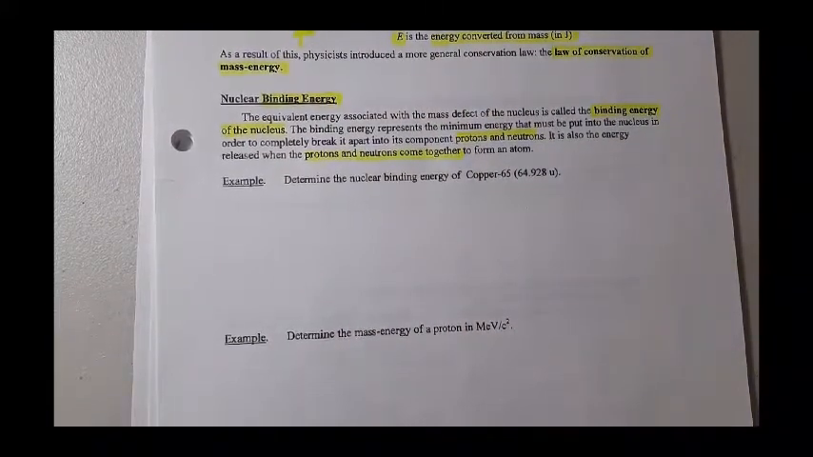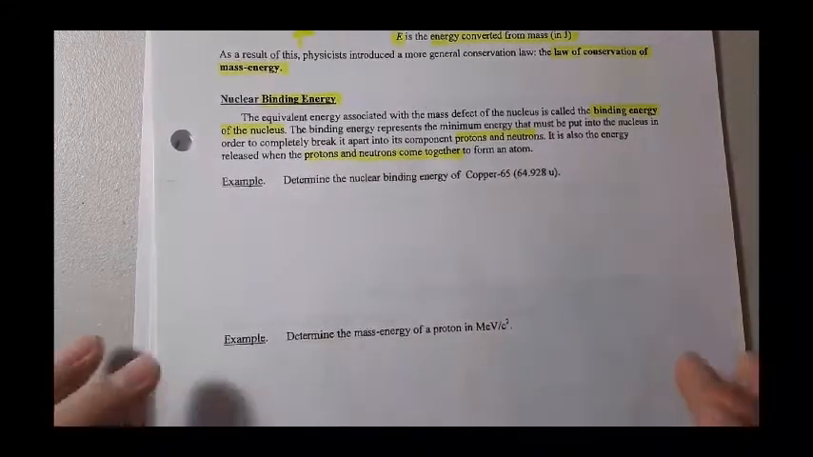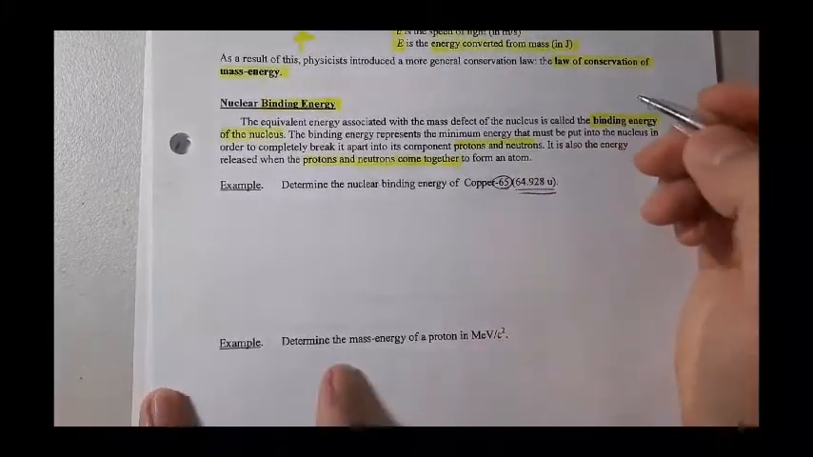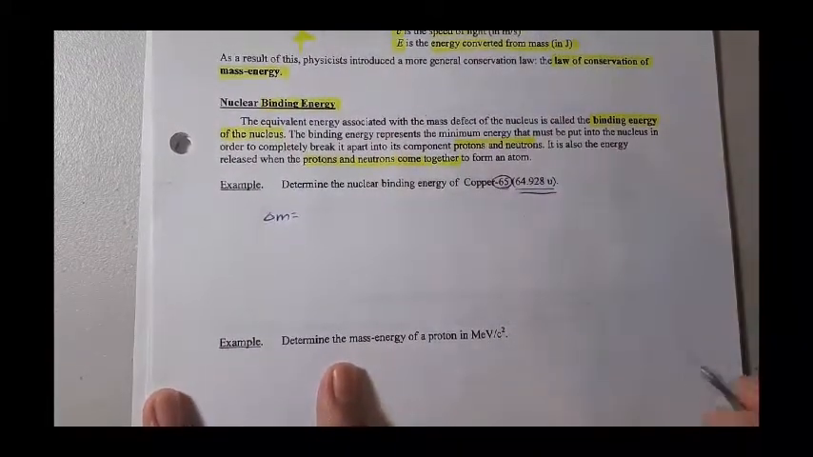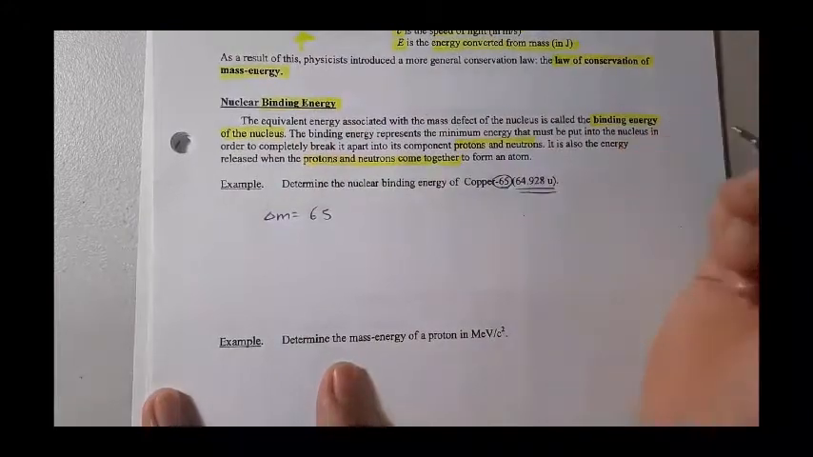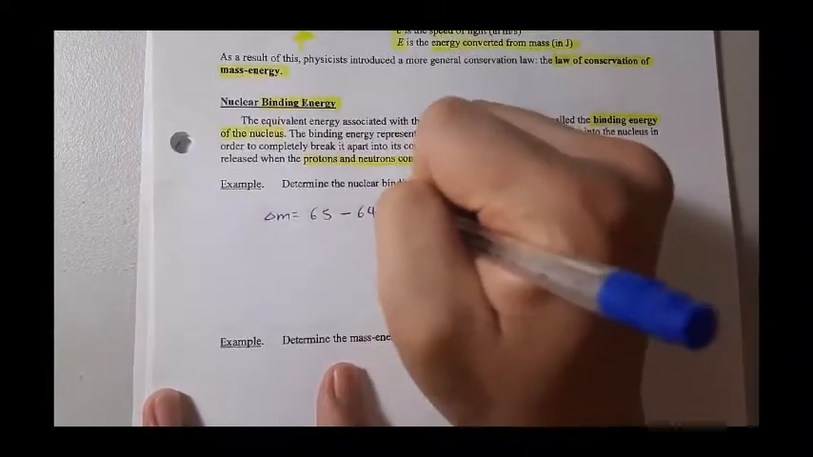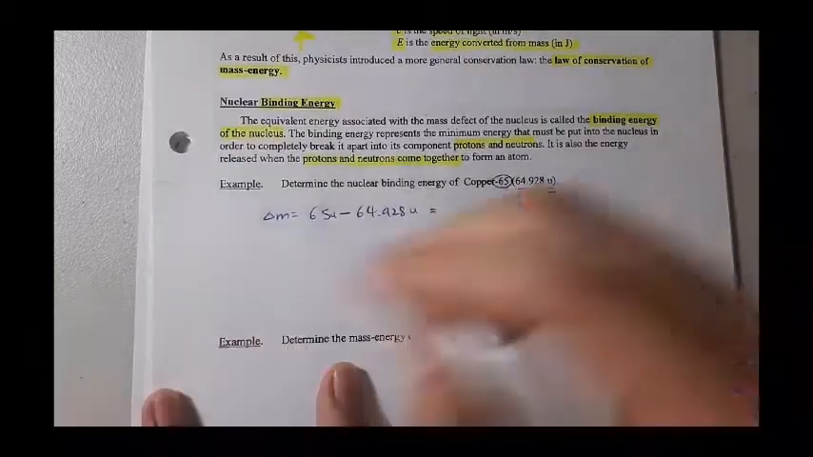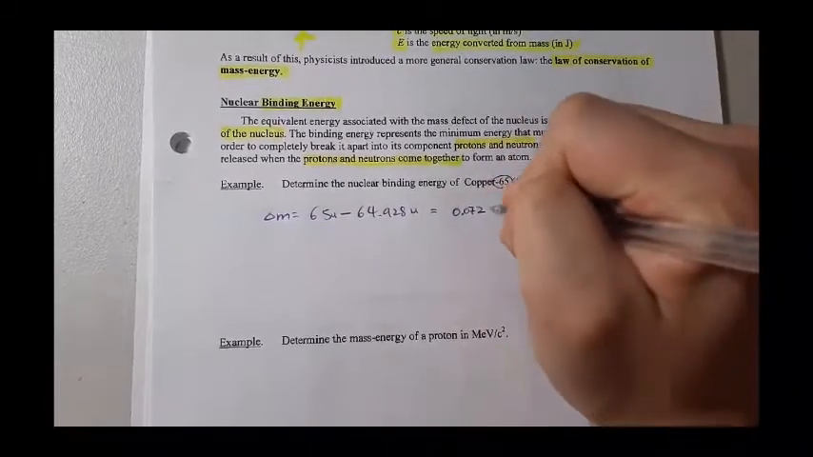So we're gonna do some actual calculation. First thing first, determine the nuclear binding energy of copper-65, and we have an actual mass. So a good idea is to find delta m first, which is 65 protons and neutrons together minus what we have, 64.928 u. That gives me my mass defect. And it turned out the difference between those is 0.072 u.